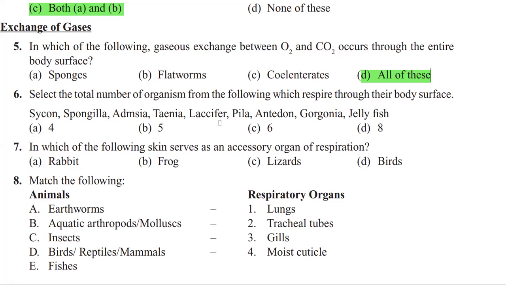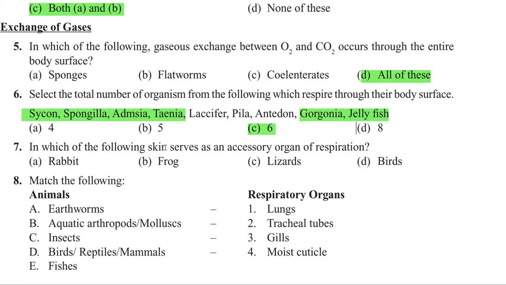Insect means trachea, right? Then Pila is a mollusc. Antedon is a sea lily, a starfish relative. Gorgonia is a sea fan. Jellyfish is Aurelia. So Gorgonia and jellyfish are the two here, right? And Sycon, Spongilla, Adamsia, Taenia. So 1, 2, 3, 4, 5, and 6. So the answer is C.